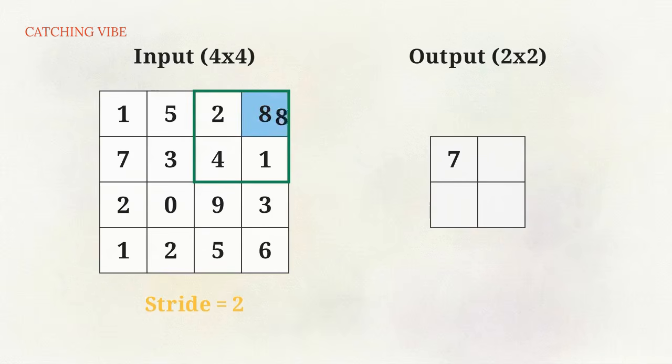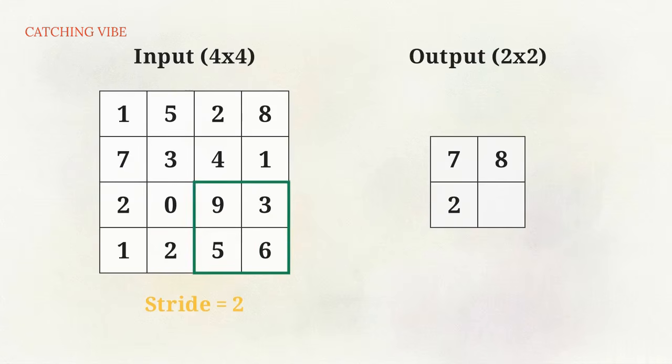The network repeats the rule, extracting the highest value from this new quadrant and placing it into the next available output slot. The scan continues on to the next row. By moving in these fixed 2-pixel jumps, the network evaluates every part of the input with no redundant calculations.